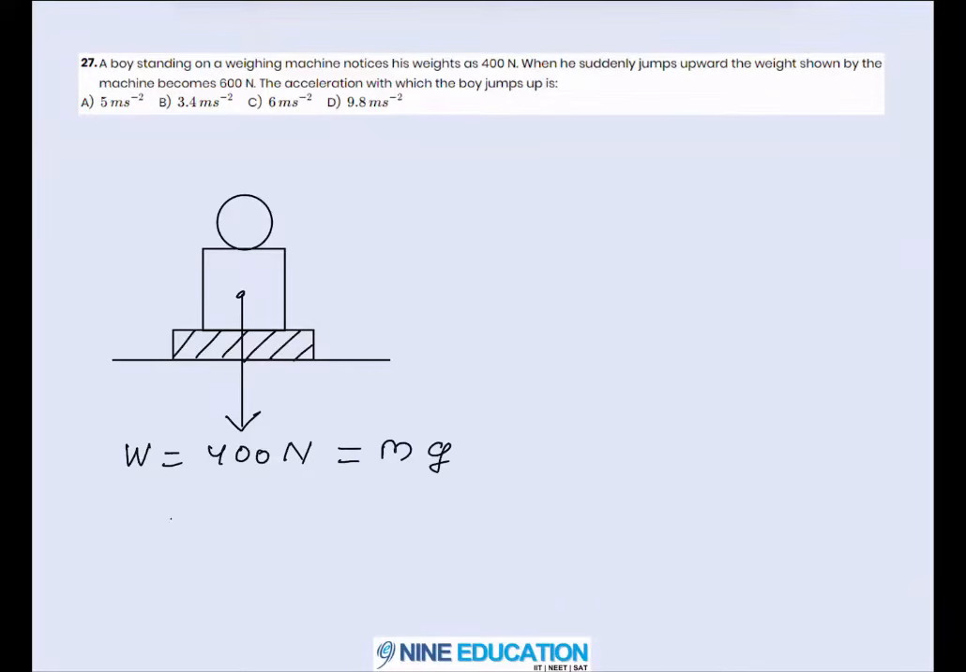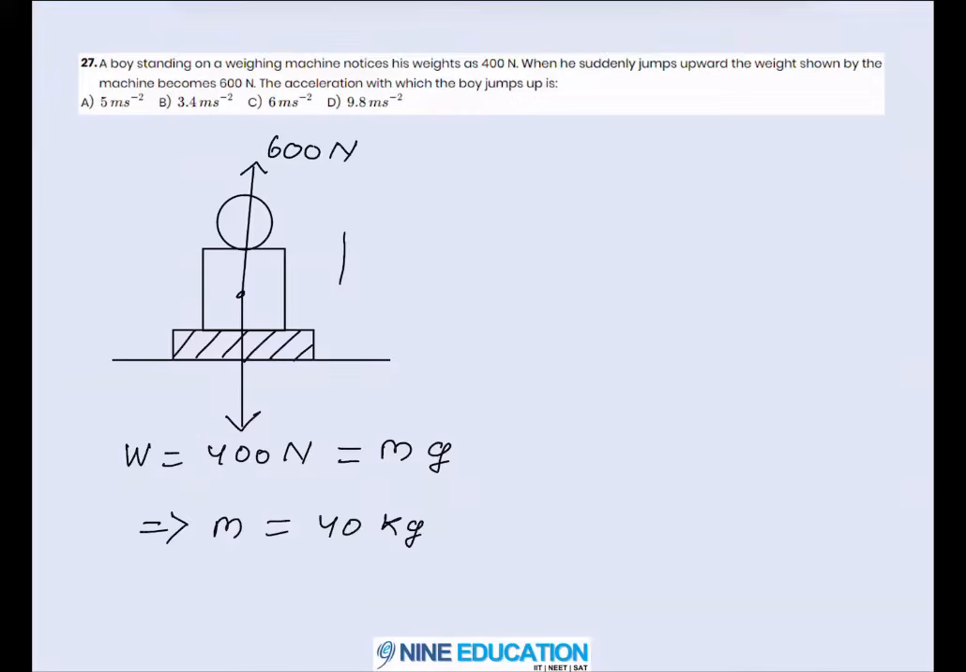Now, gravity is about 10. So from this equation, I can get that the mass of the boy is about 40 kg. Now, when the boy starts to jump, the machine reads 600 Newton. Now, what do you think that 600 Newton is? It is nothing but the normal reaction that is exerted on the boy by the weighing machine. And that normal reaction is about 600 Newton.